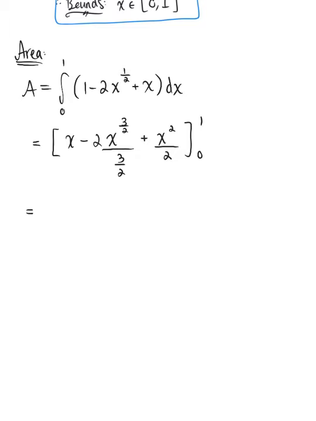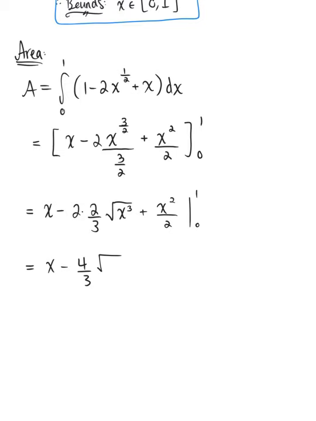And so let's rewrite this first. We have x minus 2 multiplied by the reciprocal of the denominator, which is 2/3, times x to the 3/2. And actually, we'll put this into its radical form here. That's the square root of x cubed plus x squared over 2 from 0 to 1, which leaves us with x minus 4/3 times the square root of x cubed plus x squared over 2 from 0 to 1. And we're ready to evaluate.